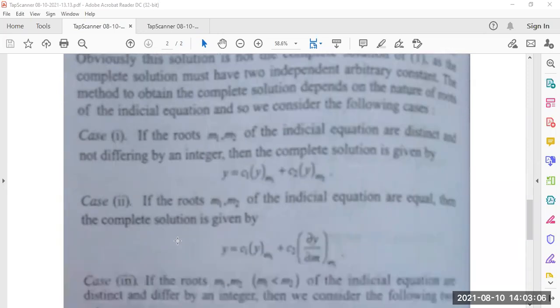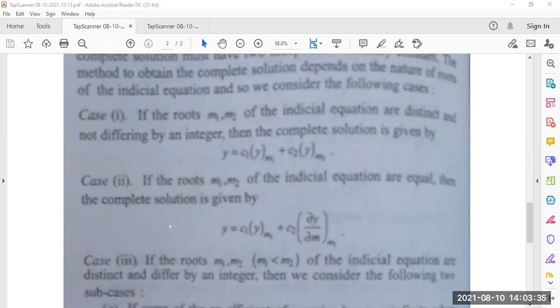Case 2: if the roots m1, m2 of the initial equation are equal, they may be an integer, they may be a fraction, but they are equal. Then the complete solution will be C1 y at m1 plus C2 del y del m at m2. So the second part will be del y del m at m2. Both roots are equal, so two cases are there.